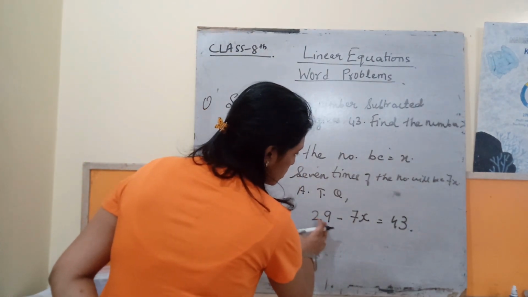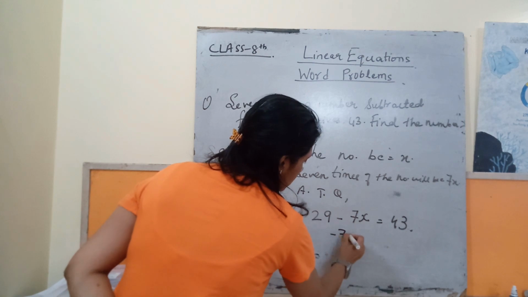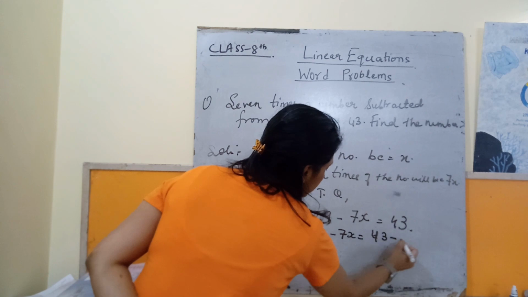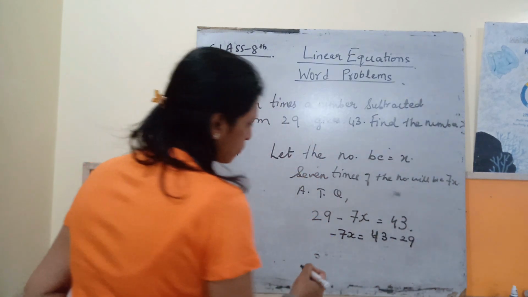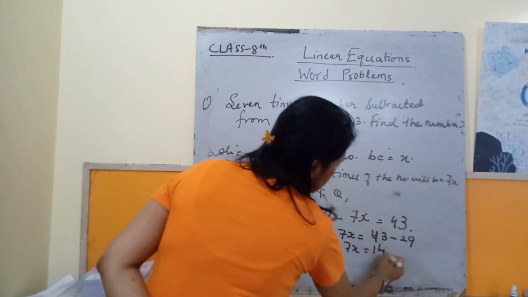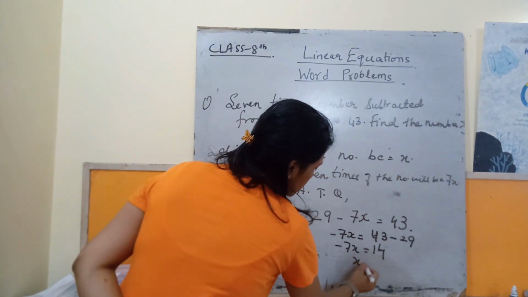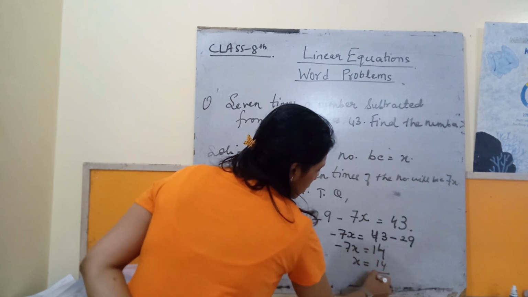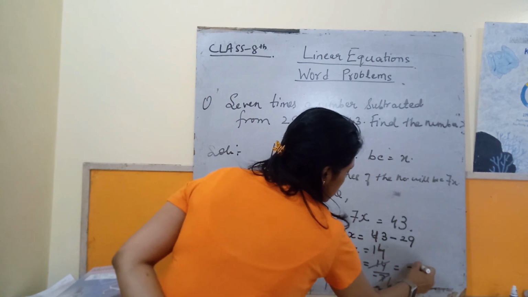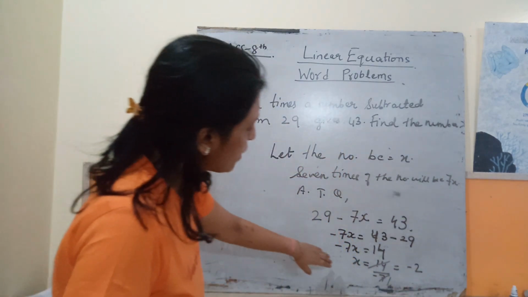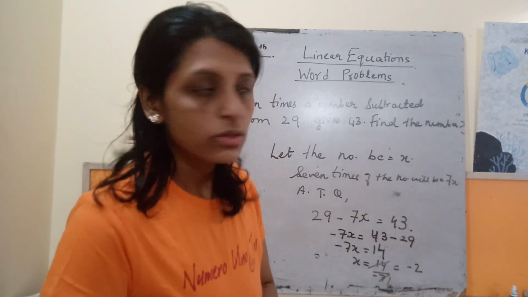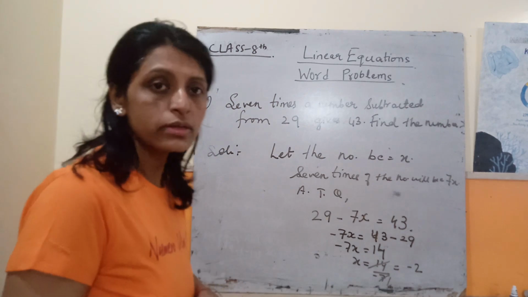We are going to take this 29 here. So it will be minus 7x is equal to 43 minus 29. Okay. So we get minus 7x is equal to 14. Okay. Now x is equal to 14 upon minus 7. 7 ones are 7, 7 twos are 14. So we get the number as equal to minus 2. Okay, so the unknown number is minus 2.